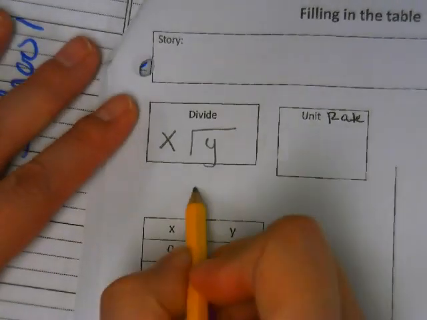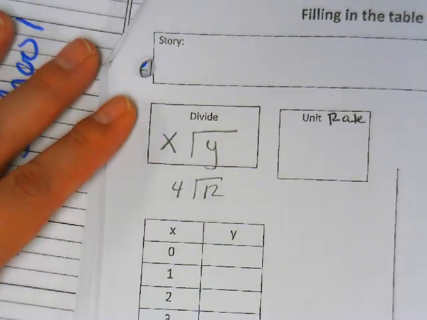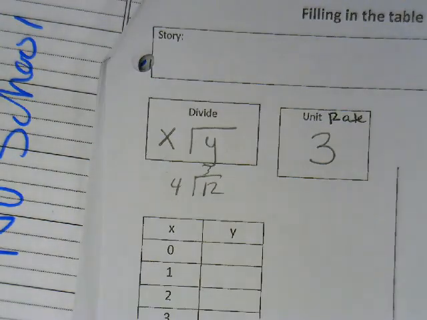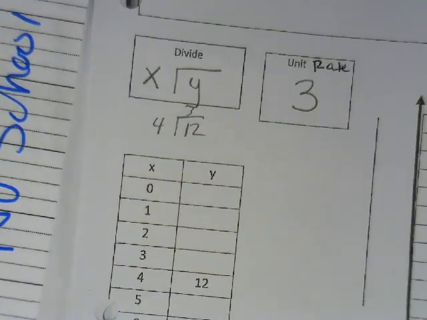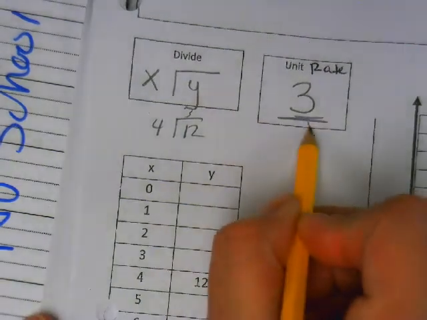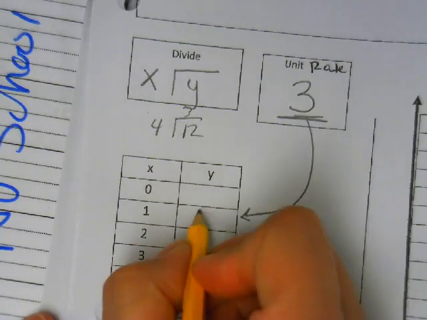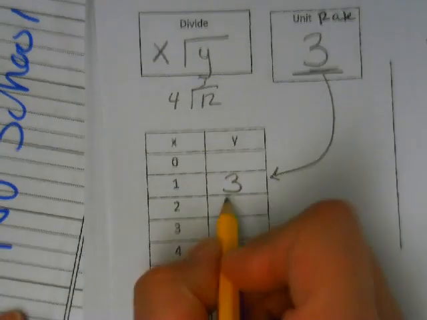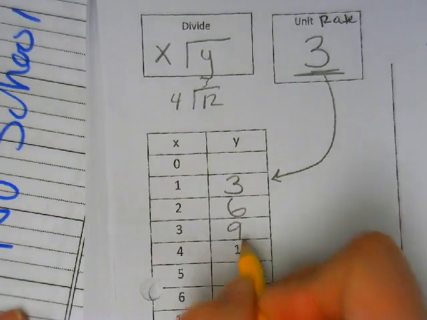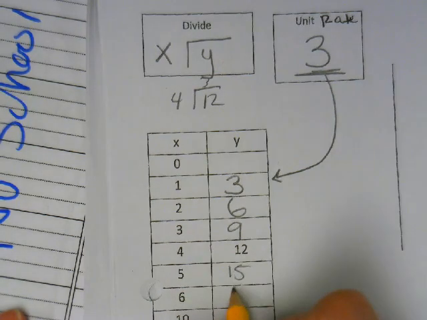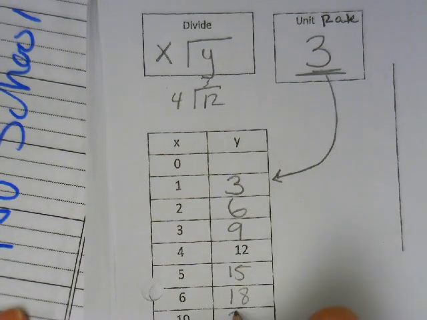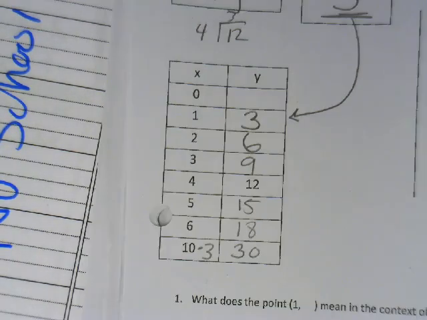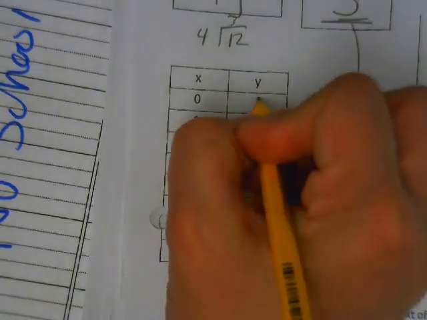So what's 12 divided by 4? 3. So that's your unit rate, 3. Do we know what 3 means? No. But where does 3 go? On the 1. So whatever you get for this number will always, always, always be at the 1. Okay? What would 2 be? 6. And 3? How is it 30? We're multiplying by 3, right? The unit rate is 3, so you multiply by 3. What is 0? 0.